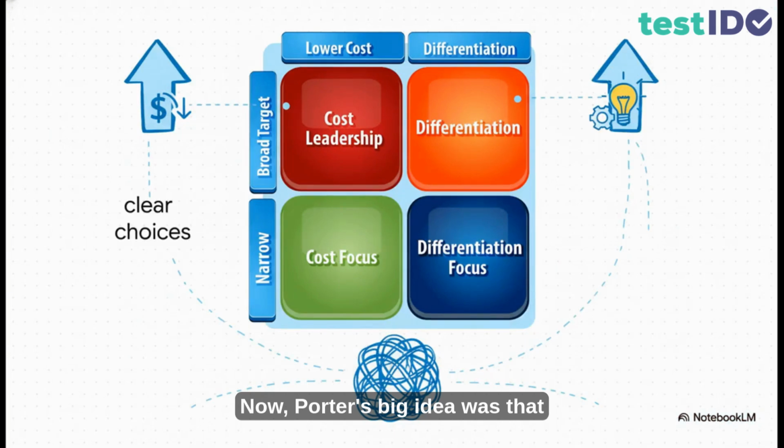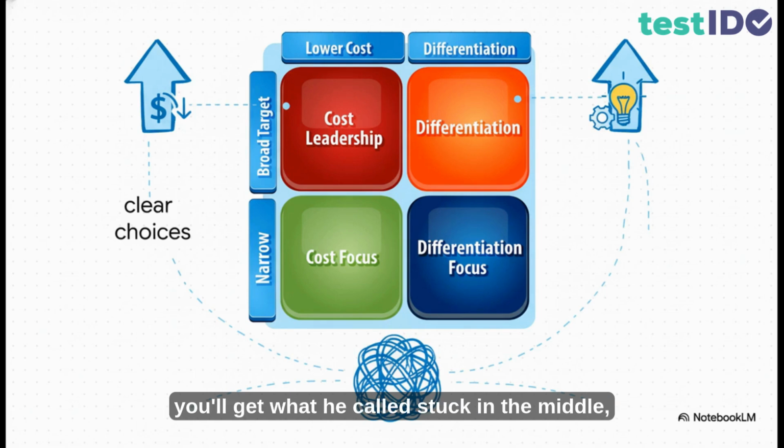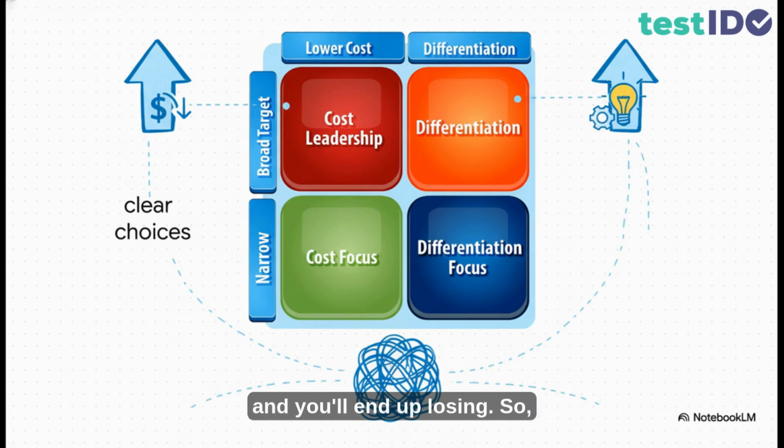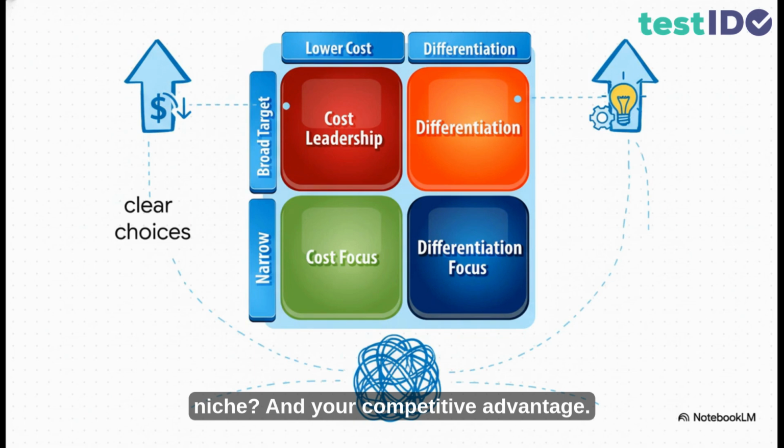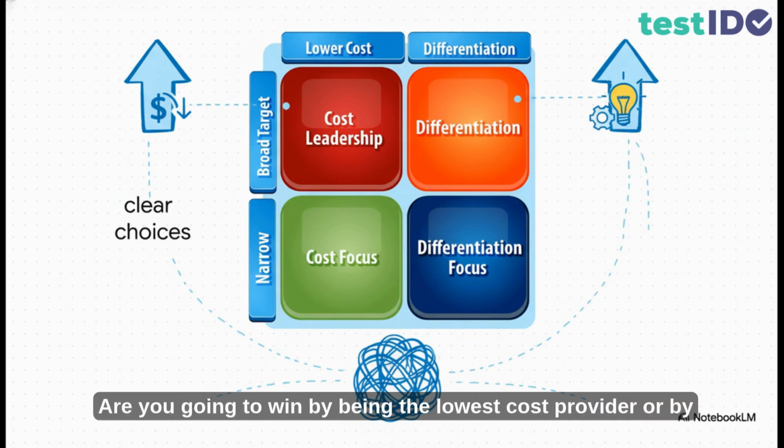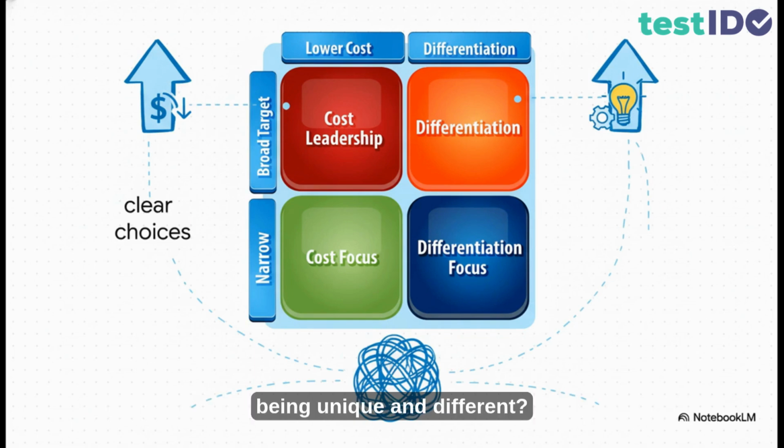Now, Porter's big idea was that to win, you have to make a clear choice. If you try to be everything to everybody, you'll get what he called stuck in the middle, and you'll end up losing. So he laid out these strategies based on 2 key decisions: your competitive scope. Are you targeting a broad market or a narrow little niche? And your competitive advantage. Are you going to win by being the lowest cost provider or by being unique and different?